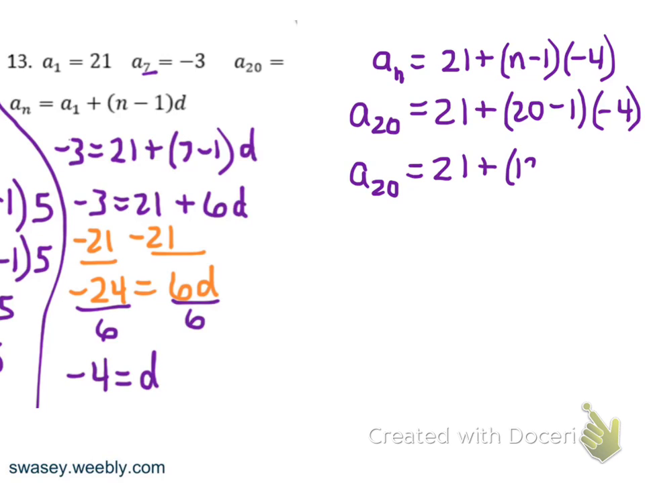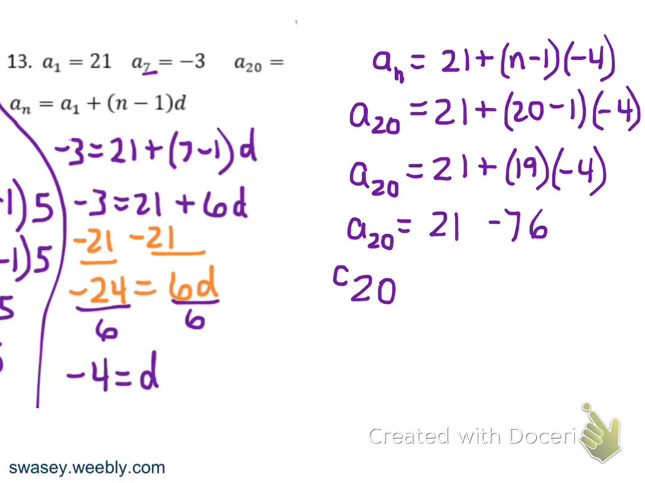Subtract. 20 minus 1 is 19. And then we'll multiply. So we have 21 minus 76. So negative 55 is our 20th term.